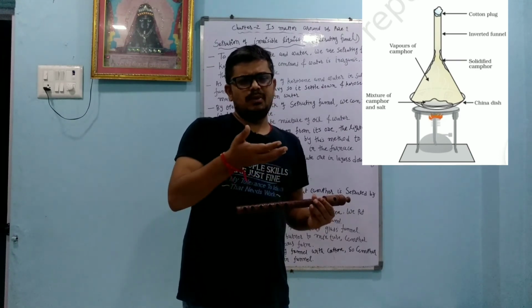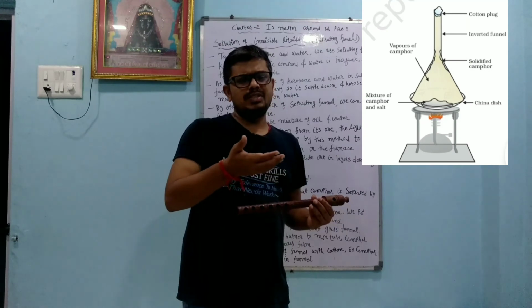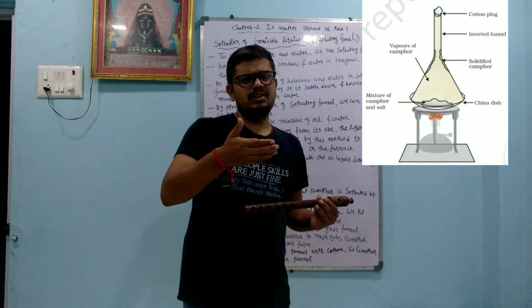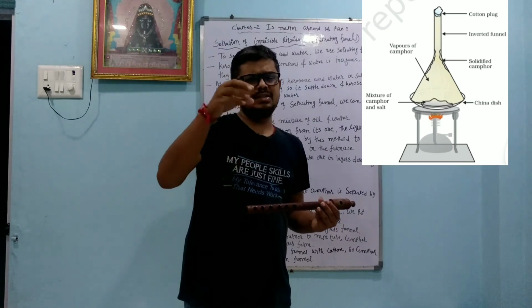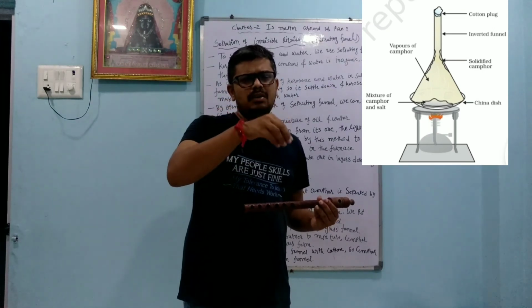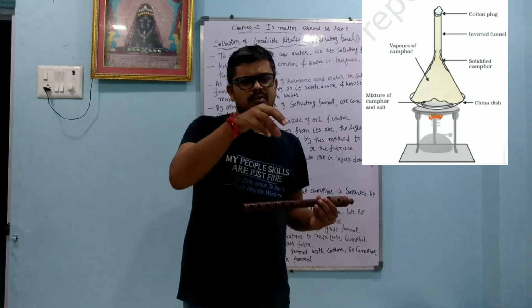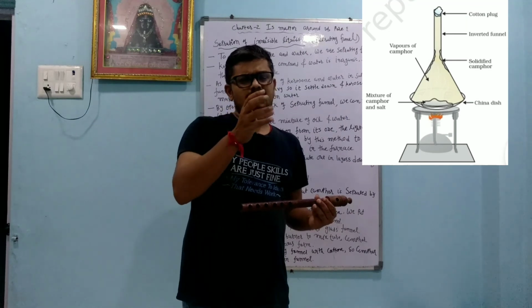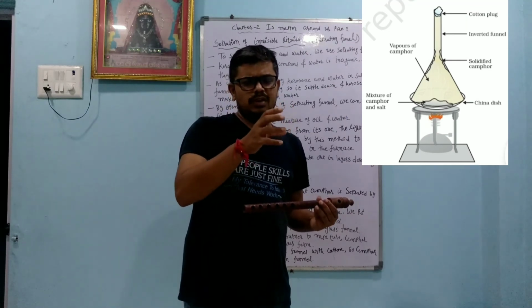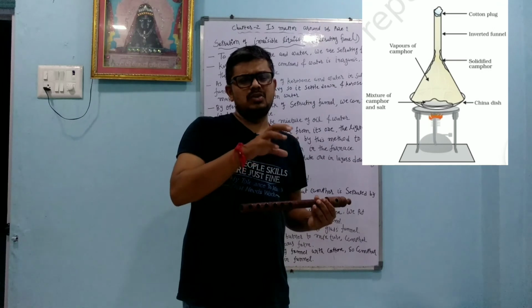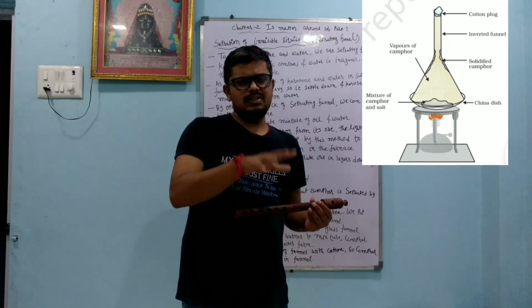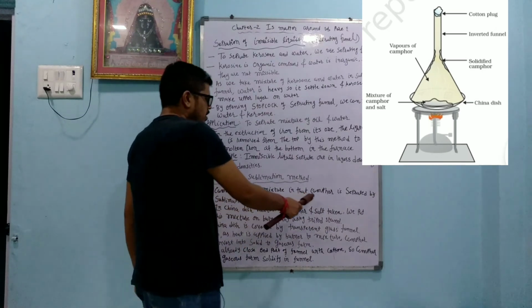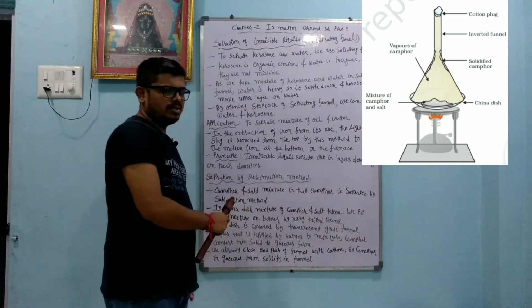So heat is going in the upward direction. As heat is going, camphor directly converts from solid to gaseous form, and it tries to go in the upward direction. But as the end side is plugged with cotton, the camphor cannot go outside of the funnel. So it sticks on the wall of the funnel, and in this way we can separate the salt and the camphor. Salt remains in the china dish only. In the camphor and salt mixture, camphor is separated by the sublimation method.